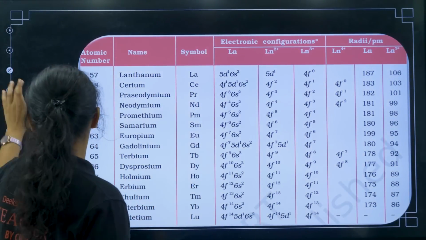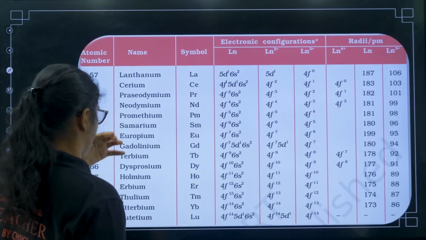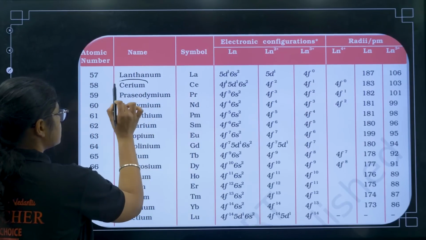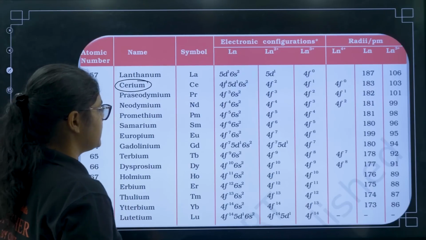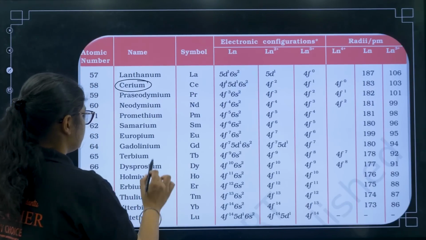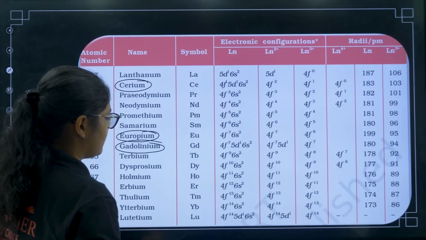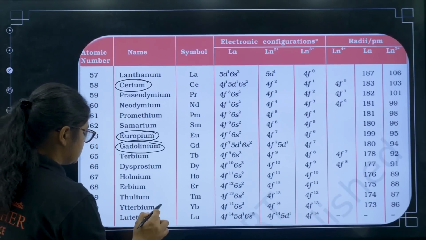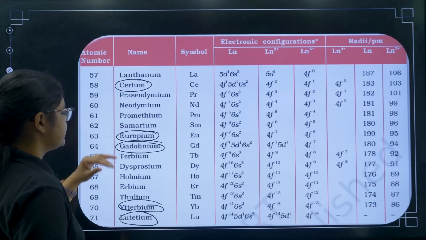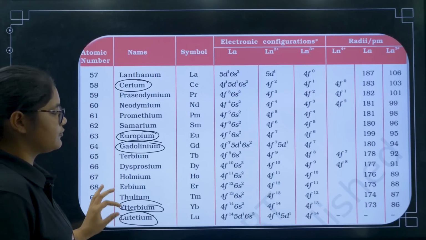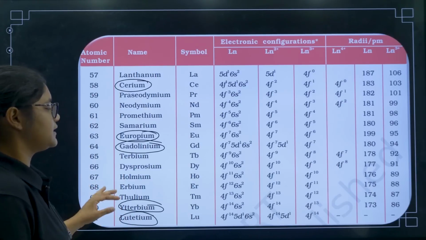Okay, next here you can see the configuration of lanthanum. You don't have to remember all the configurations, but I am highlighting certain elements whose configuration you should know. First one is cerium, then you should know europium, gadolinium, then terbium and lutetium. So please remember the electronic configuration of these 1 to 5 elements, they are important.